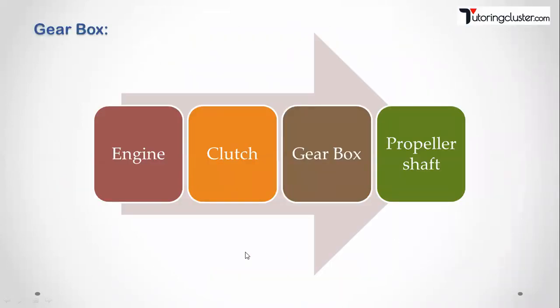So where is the gearbox situated? You will find the gearbox between the clutch and propeller shaft. Basically, gearbox receives the power from the engine and it transmits the power to the propeller shaft. Right. So now why is there a need of gearbox?